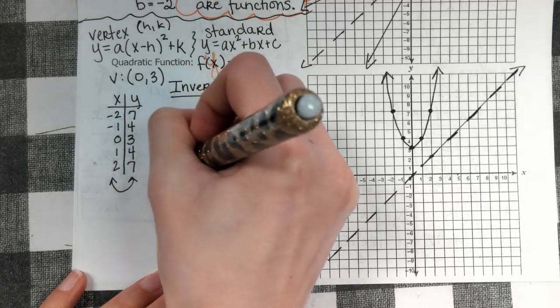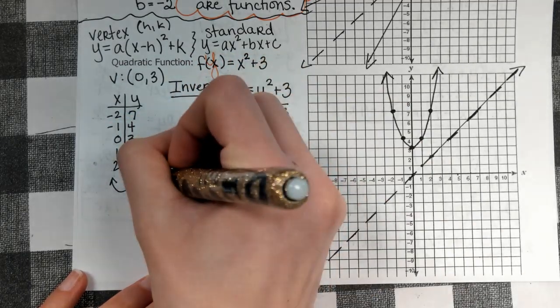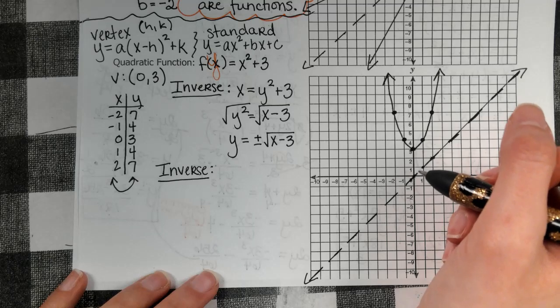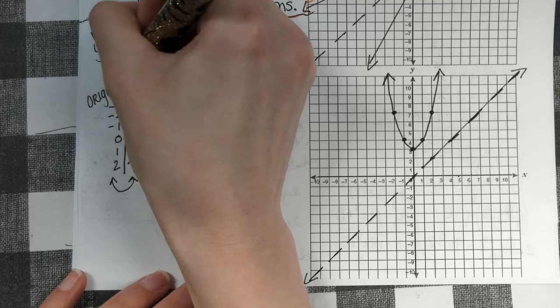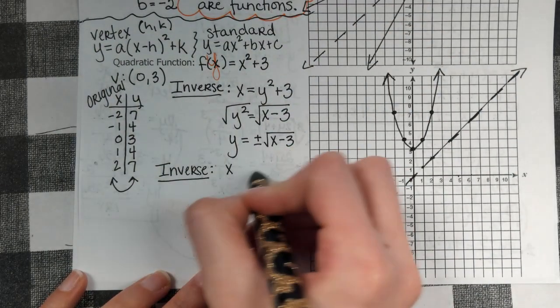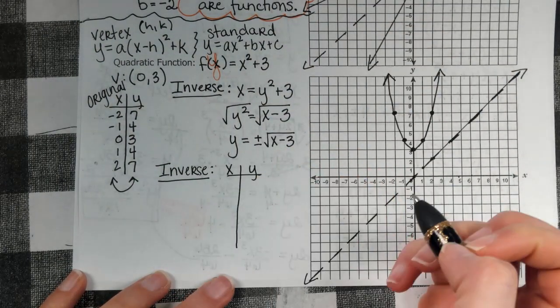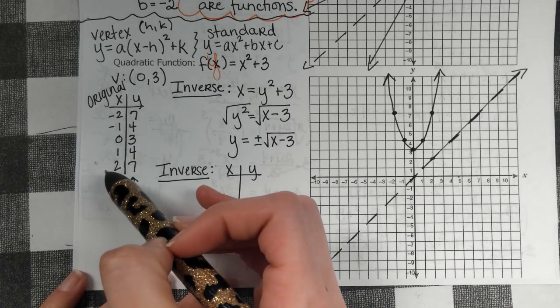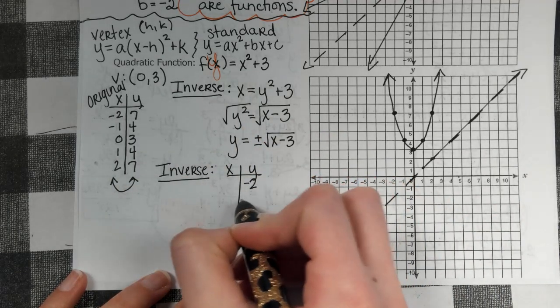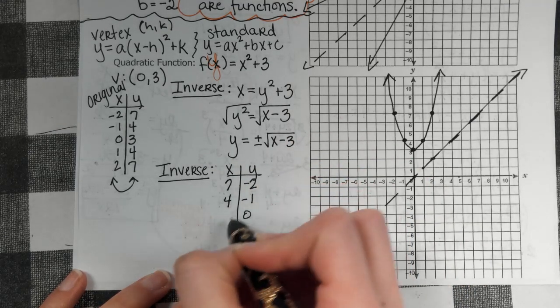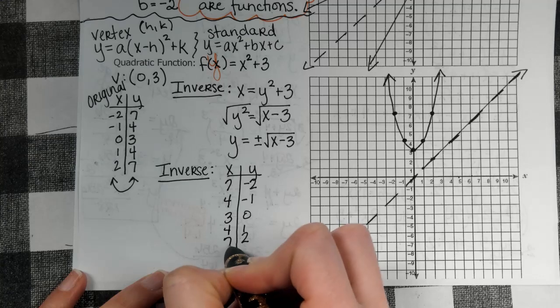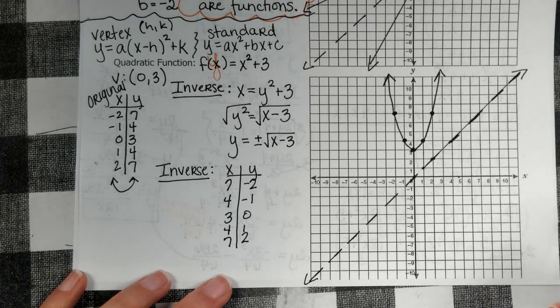Now, I always label which table is my inverse because I don't want you guessing what is what. So that is my original, and this is my inverse. I'm going to take all of those x's, they become the new y's. I take all of those y's, those are the new x's. Because inverse functions reflect over y equals x, you can flip those x and y's.